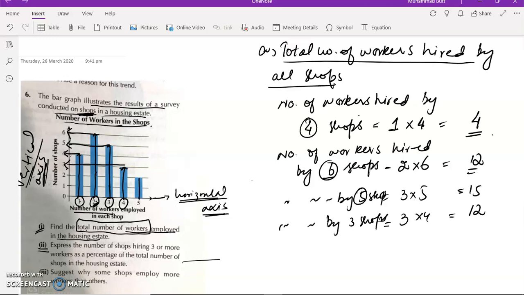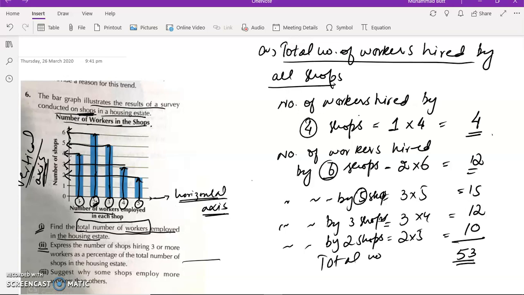And the last part. 5 workers have been employed by 2 shops. It means that 2 shops are hiring 5 workers each. Each shop is hiring 5 workers. So in total 2 shops will be hiring 10 workers. So now we have to calculate the total number of workers, and it is 53. We are going to add all these workers, and these are the number of workers hired by all shops.